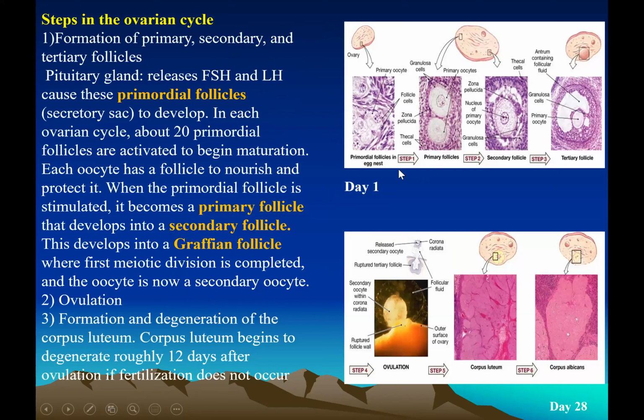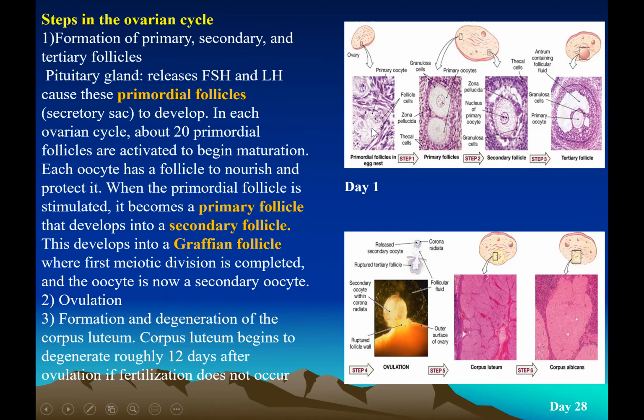So here's the picture. If you take the structure of an ovary, it has a cortex and a medulla. The outer part is the cortex. And in the cortex are the special follicle cells. These are the special cells that can differentiate to form an egg.